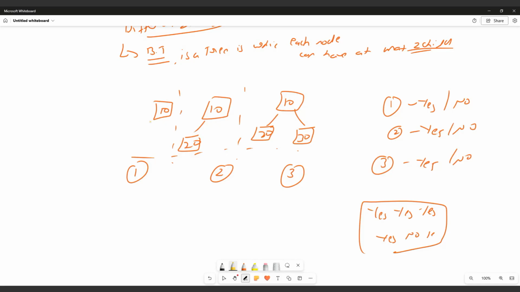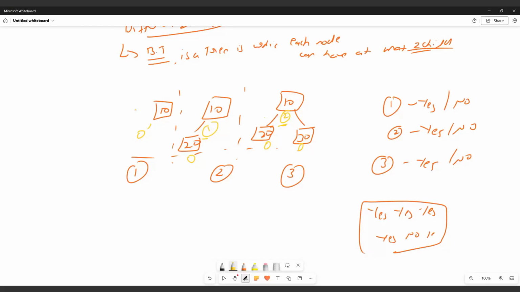In this, each node has zero children. In this, each node has one child. In this, a node has two children. This node has zero children, this node has zero children, and this node also has zero children. So all three trees, each node has at max two children, at max, it is less than or equal to two. So I could say that these are all binary trees. This is the concept of tree and binary tree.